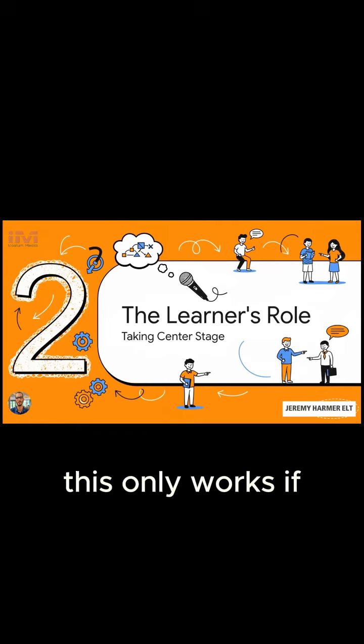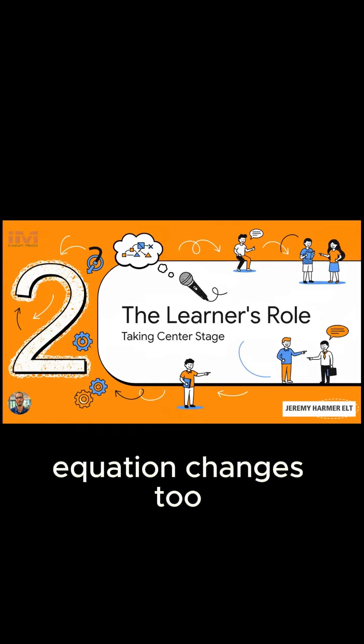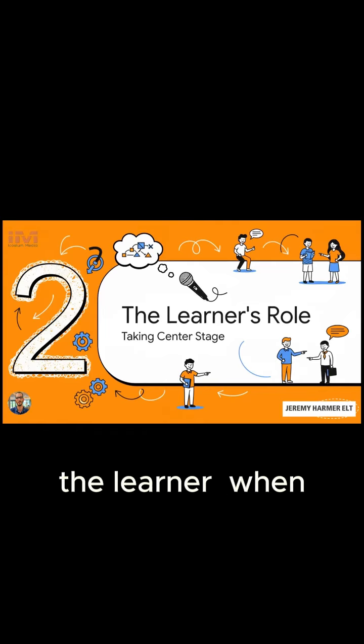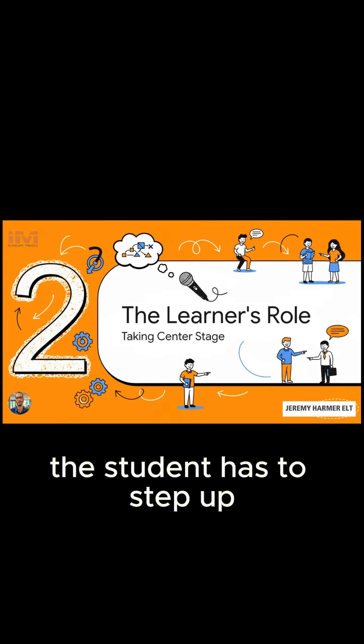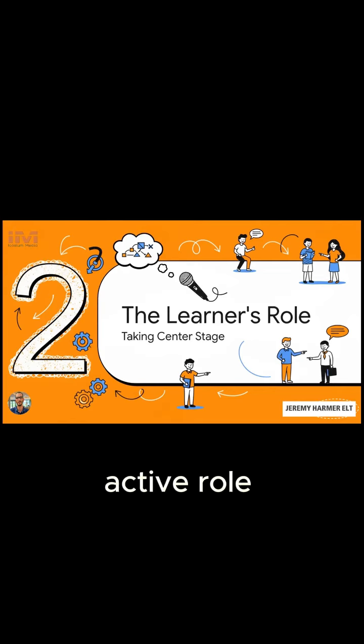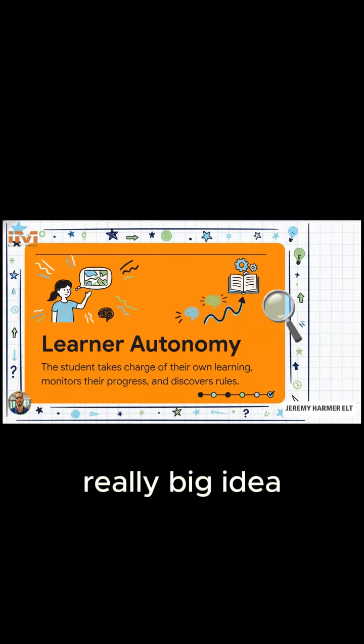This only works if the other side of the equation changes too. So, let's talk about the learner. When the teacher stops being the controller, guess what? The student has to step up and take on a much more active role. And that brings us to this really big idea in language teaching, learner autonomy.